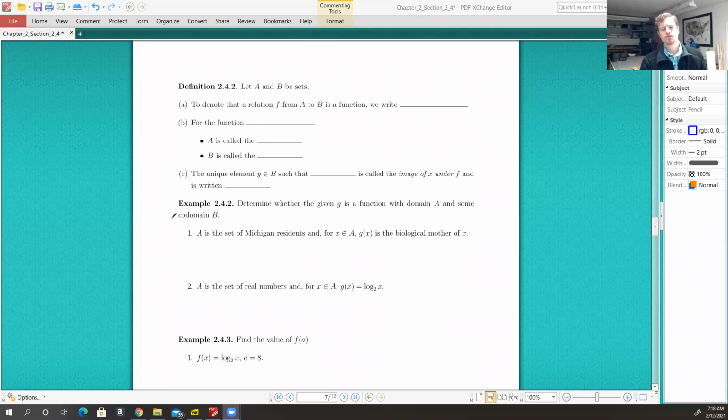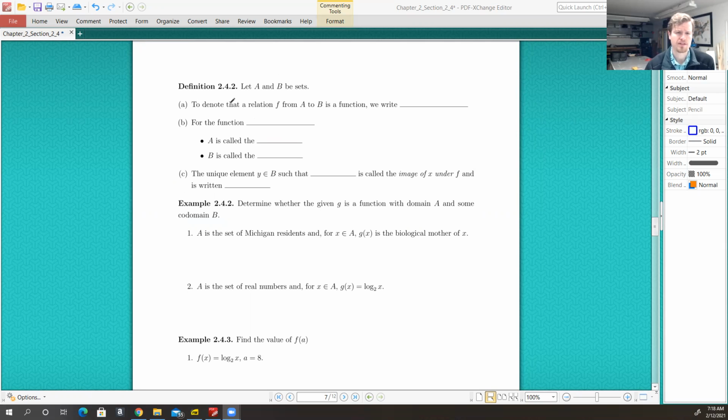We want to continue taking a look at functions and definitions related to functions. So we might be familiar with the domain of a function, and that's one of the things that we will consider. But there are some additional terms that we may not be familiar with. So notations as well. So let's take a look at this.